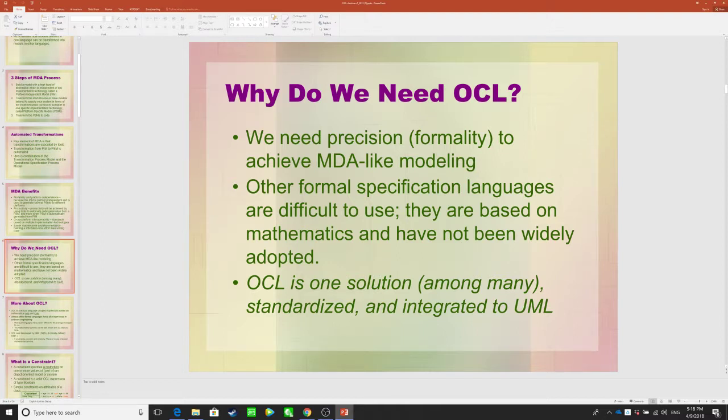So let's come back to OCL. That's the main thing we will learn in these last several weeks. So we need precision to achieve this MDA-like modeling. OCL is actually a specific way to implement this MDA, model-driven architecture. Like we use a model to do the programming. We design a model, then the implementation is automatic.